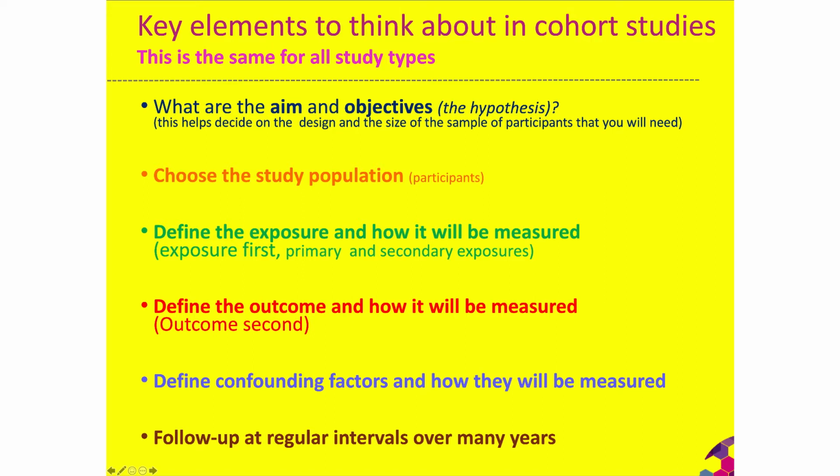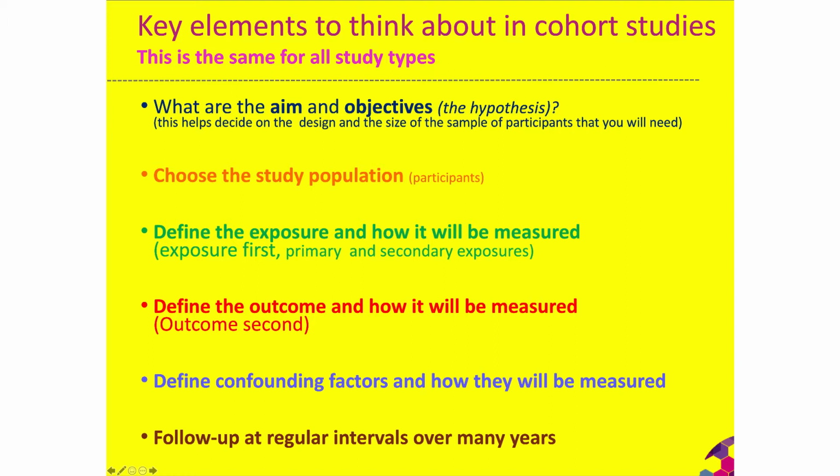So the key elements to think about in cohort studies, and this is the same for all types of studies, is what are the aims and objectives? What is the hypothesis? This helps us to decide on the type of study design we want and also the size of the sample of participants that we will likely need.